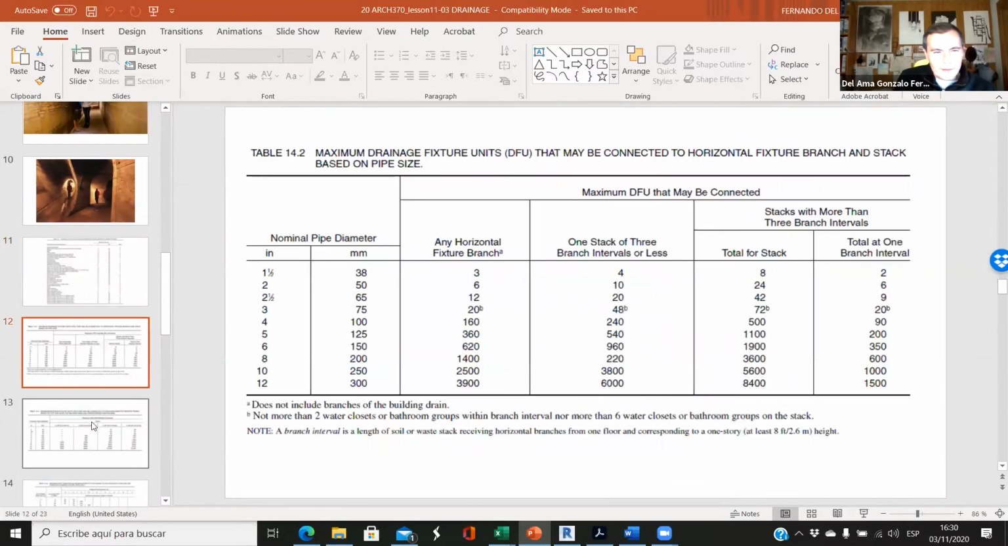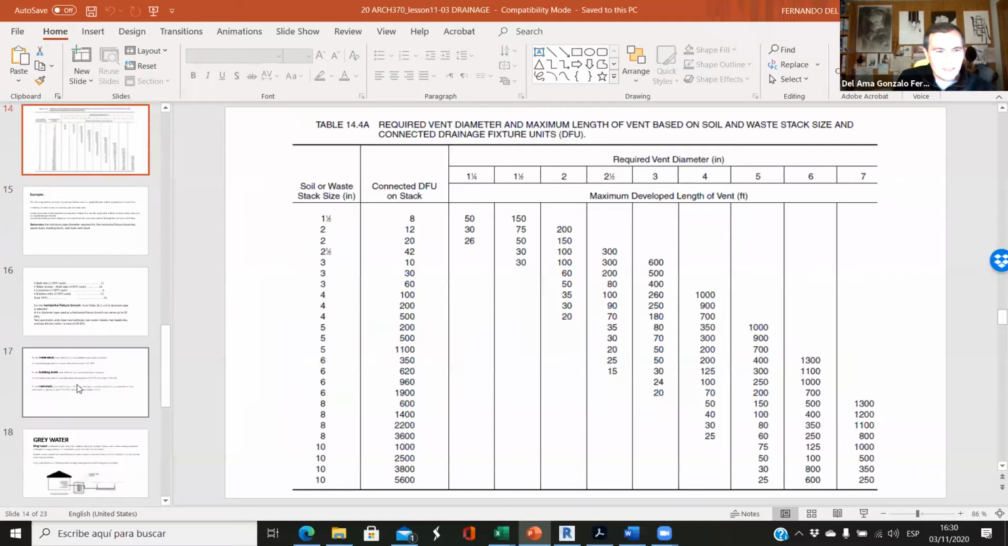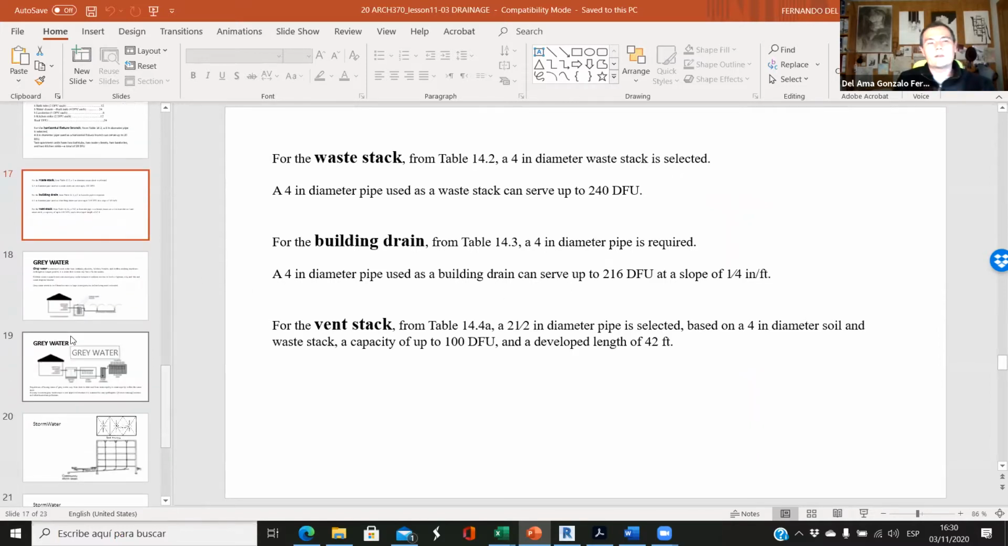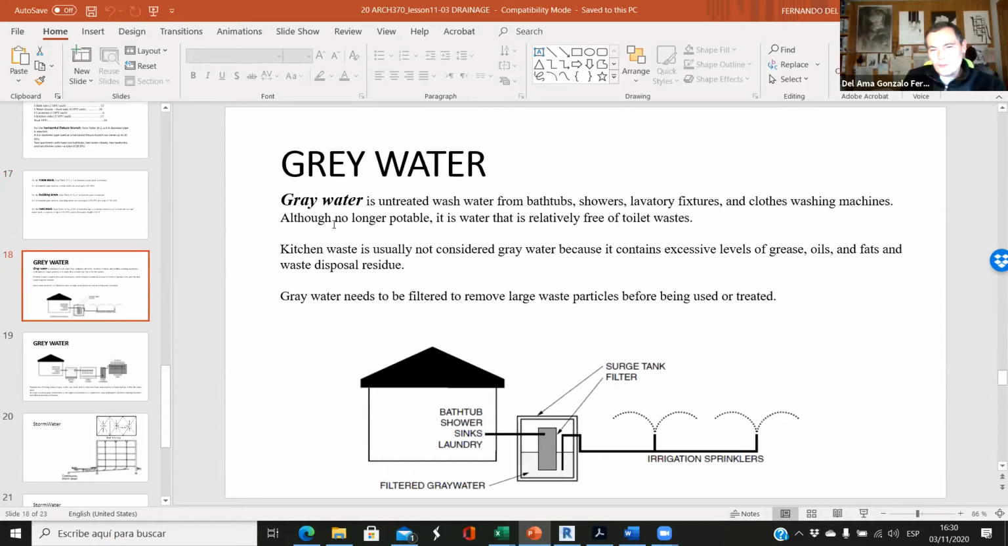And here we have some tables to calculate this, and we will make a simple exercise to calculate the diameter of those stacks. With the gray water, if we are talking about sustainable design, it's not just that we have to separate the sanitary system and the gray water system. We can include in our building something to filter or treat that water, and then use it for irrigation sprinklers. With something like this, we will gain points in that LEED category. So I recommend you do this, even if it's not mandatory.